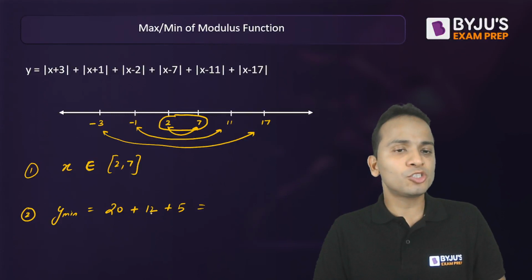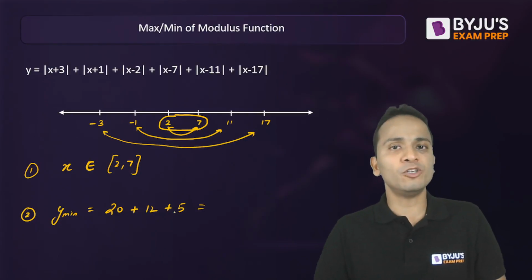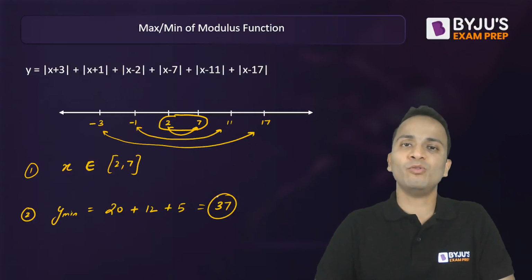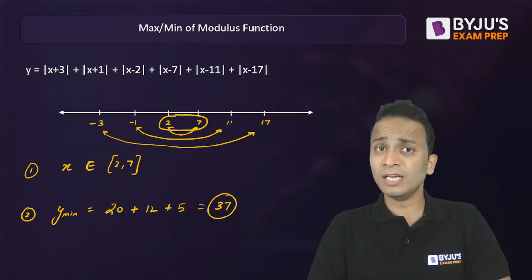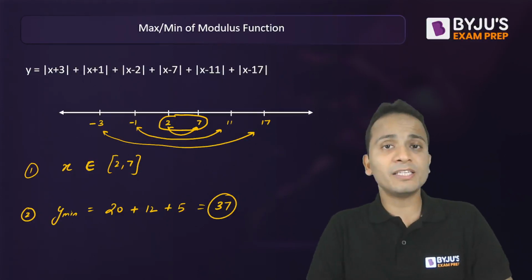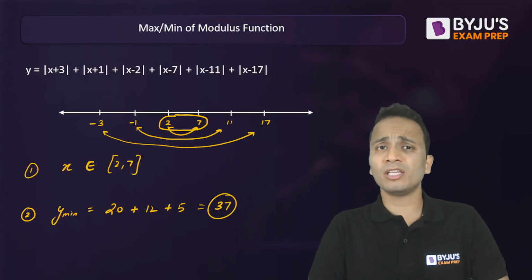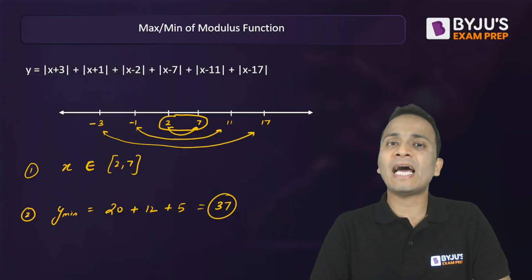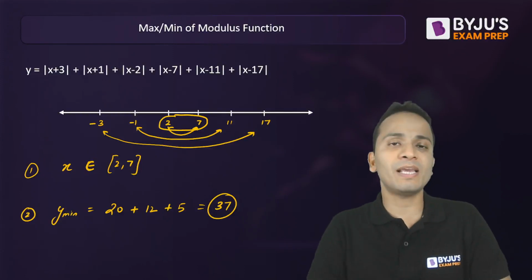So 20 plus 12, that is 32. 32 plus 5 is 37. So 37 will be the minimum value of y for this particular expression. Now this particular thing can be replicated to any number of modulus signs, right? We have seen plenty of questions coming in CAT over the previous years involving the same kind of logic.